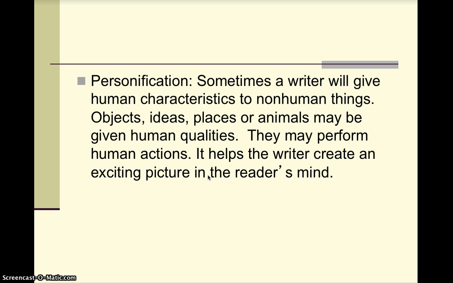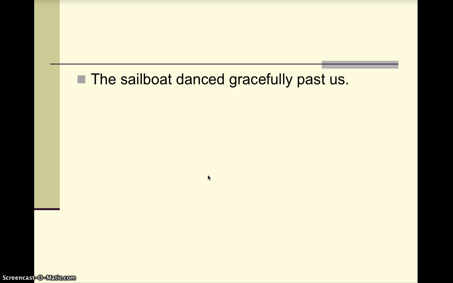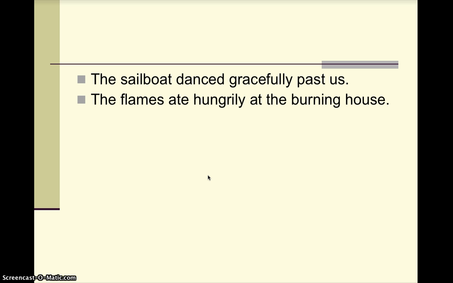Personification is another one. Sometimes a writer will give human characteristics to non-human things. Objects, ideas, places, or animals may be given human qualities. They may perform human actions. It helps the writer to create an exciting picture in the reader's mind when he or she does that. "A sailboat danced gracefully past us." Sailboats don't dance.